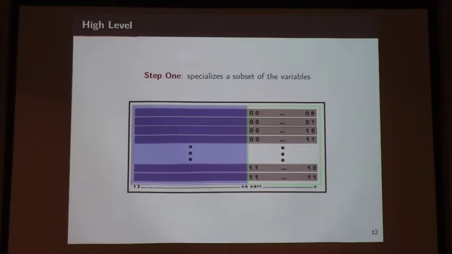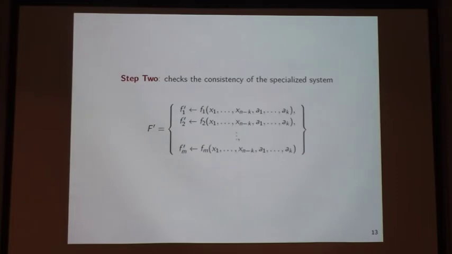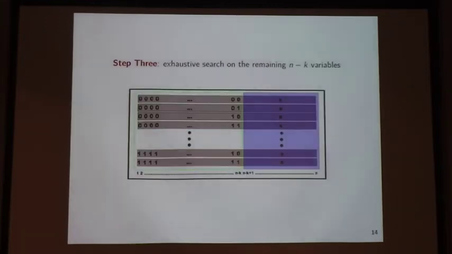Okay. It's a partial evaluation. So you can see here, you evaluate the system on this specialization, which is the A1 to AK, the specific values that you're fixing for this round of the algorithm. And so you'd like to check the consistency of this system. If it's consistent, you have a potential solution that ends with these last k variables. So then you can exhaustive search on the remaining n minus k variables to determine the remainder of the solution.